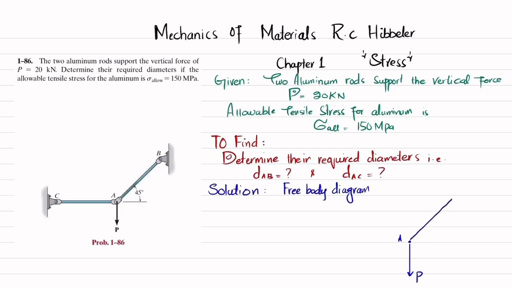This is the force in the rod. The rod AB exerts a force FAB at point A, and this makes an angle of 45 degrees. Similarly, this rod AC will exert a force in this direction, FAC. Clear? And this is your point A. So we'll apply equations of equilibrium.